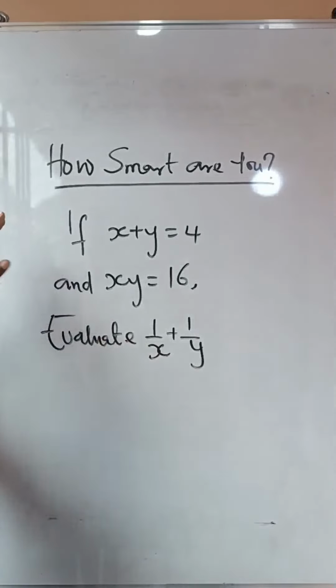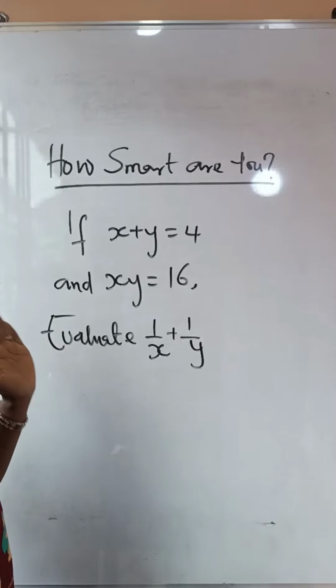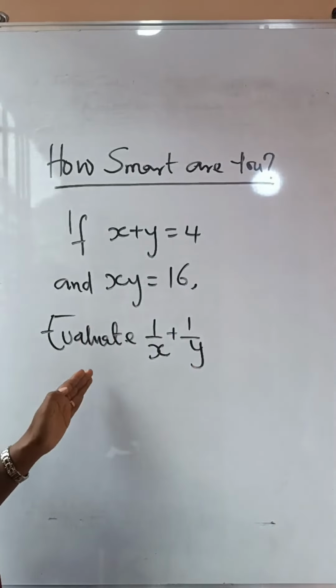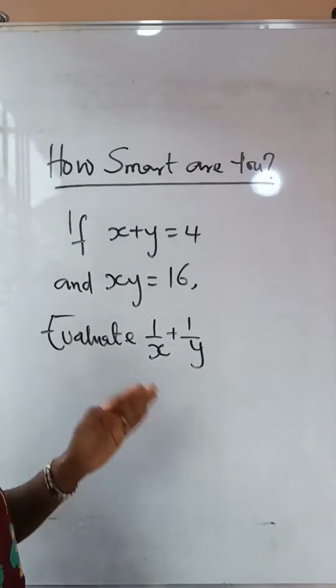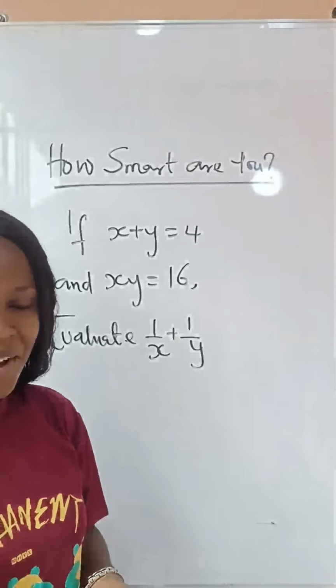Tricky question. The question says if x plus y equals 4 and xy equals 16, you should evaluate 1 over x plus 1 over y. So that is the question.